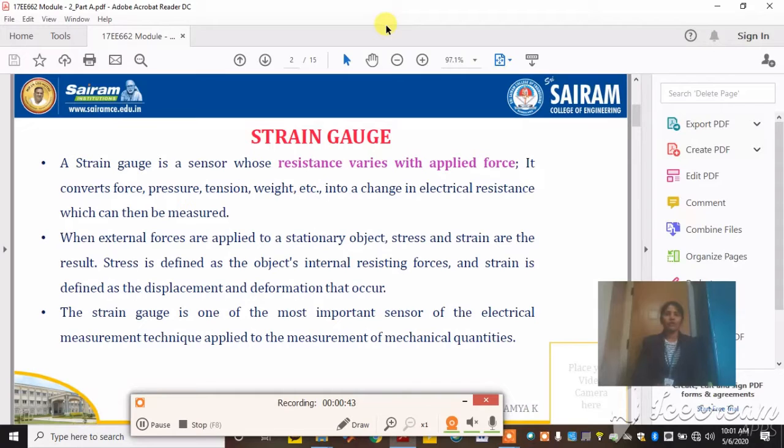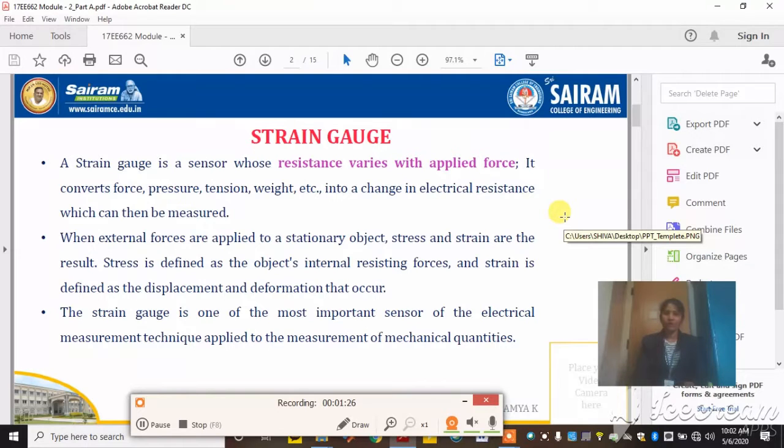strain gauge sensor. Normally the strain gauge sensor is utilized for converting force, pressure, tension, weight, etc. into a change in electrical resistance that can be measured. When you apply some external force to a stationary object, two things will occur. One is stress and the other is strain. Stress is the object's internal resisting force, whereas strain is the displacement or deformation that occurs. So the strain gauge is one of the most important sensors in electrical measurement technique, where you can measure the output as a change in electrical resistance.